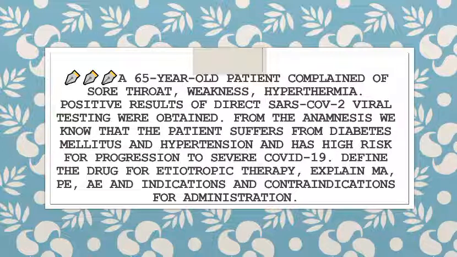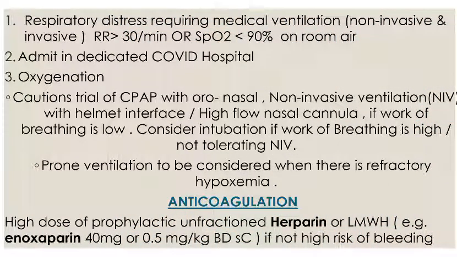to severe COVID-19. Define the drug for etiotropic therapy, explain mechanism of action, pharmacological effect, adverse effects, and indications and contraindications for administration. As our patient has risk factors with an immunodeficiency condition like diabetes mellitus and hypertension, the patient may first require medical ventilation, non-invasive and invasive. The patient is admitted to a dedicated COVID hospital and requires oxygenation therapy.